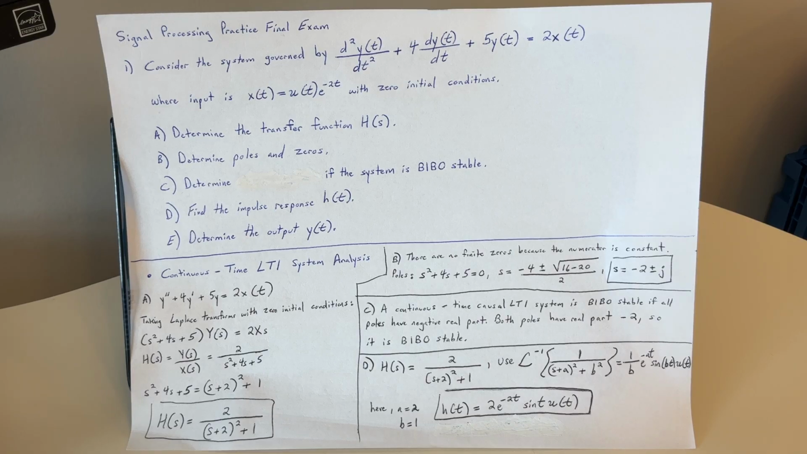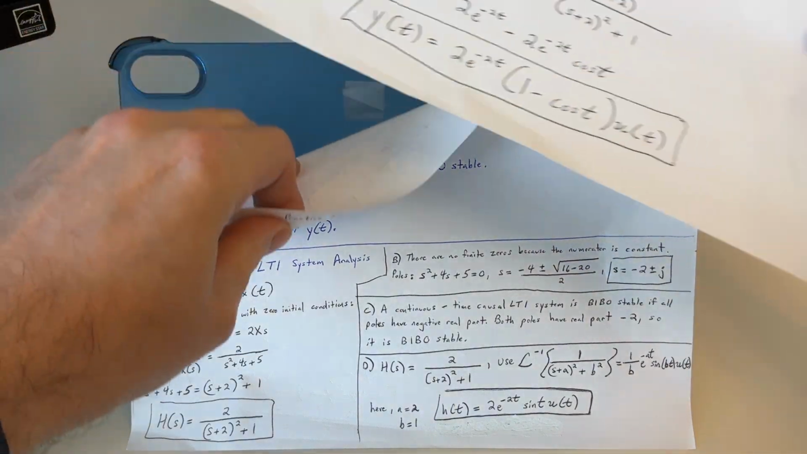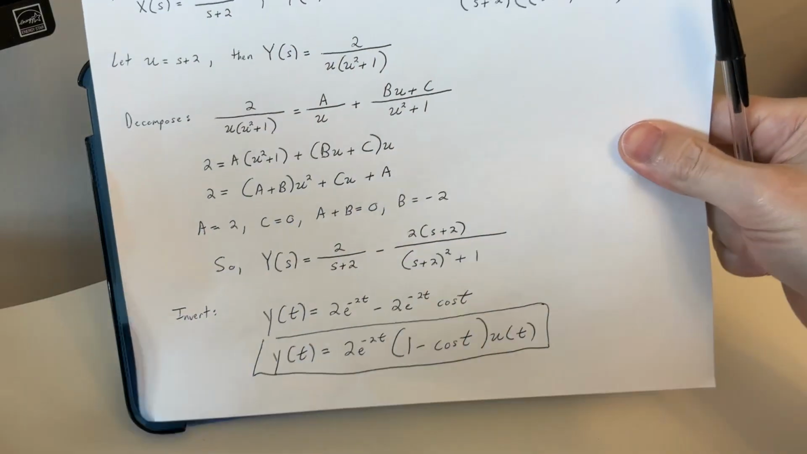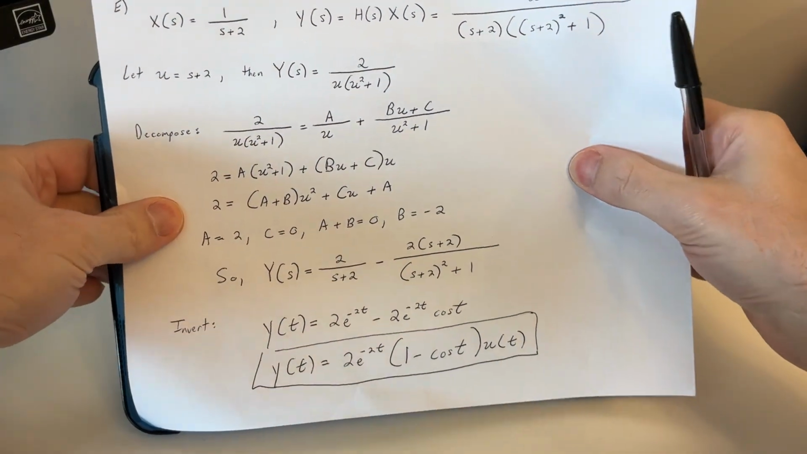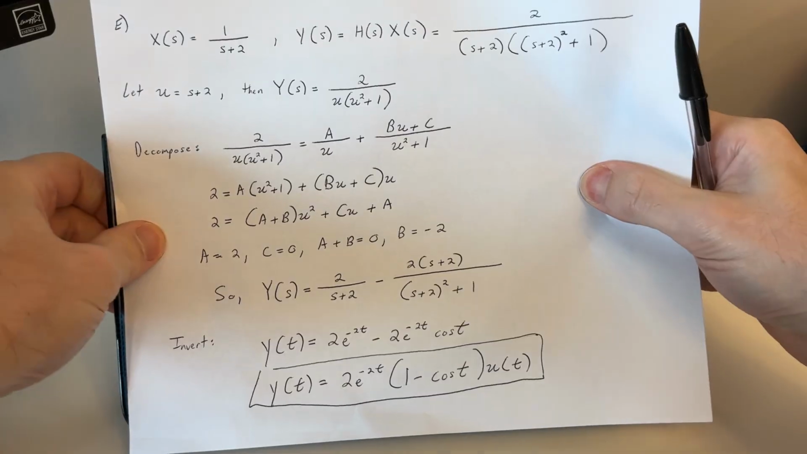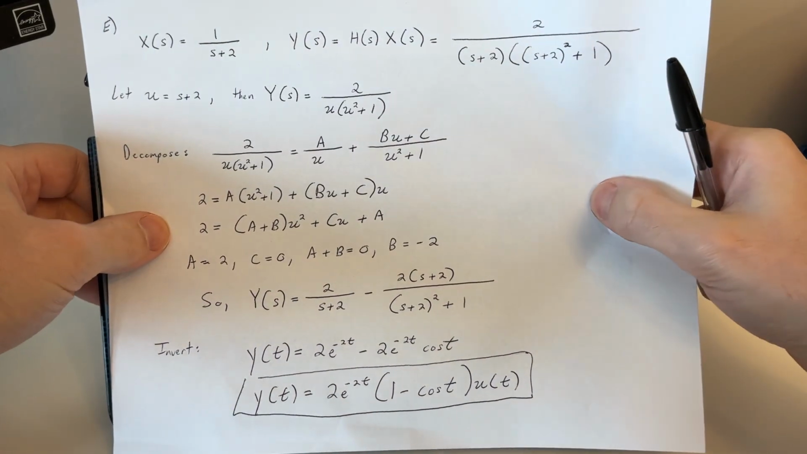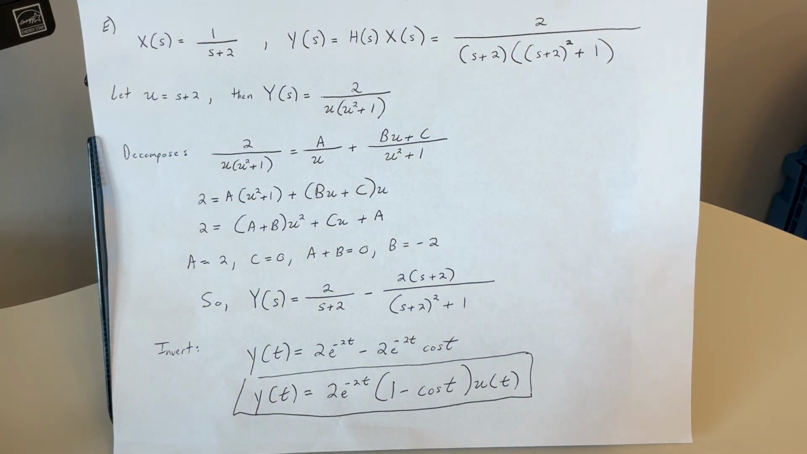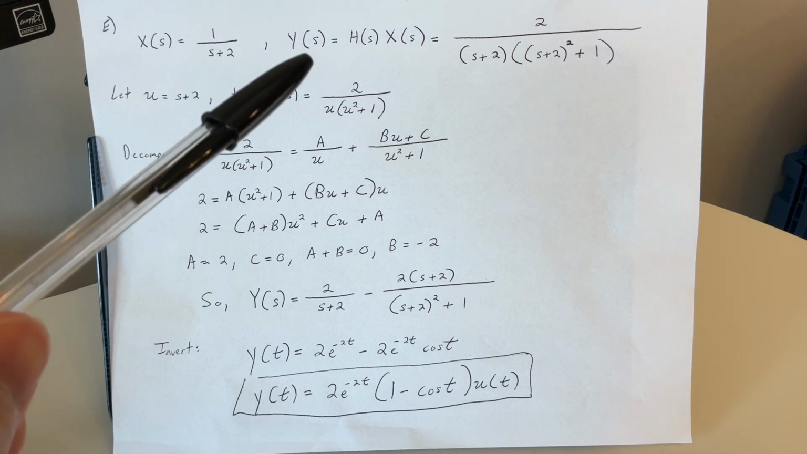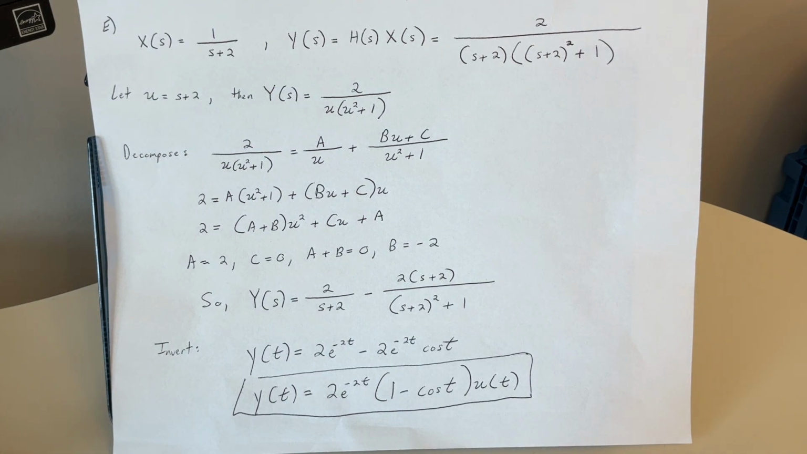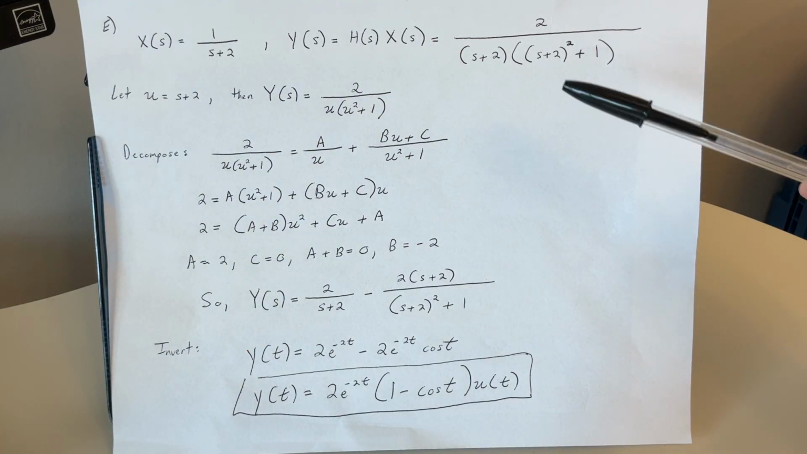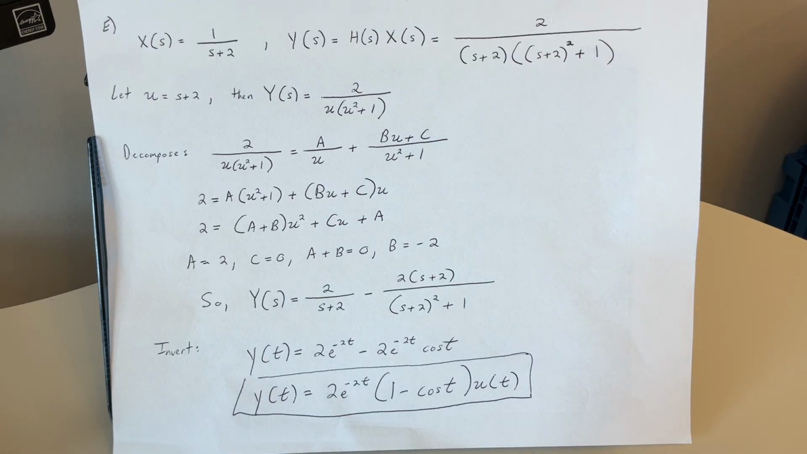Okay, and now moving along to letter E, determine the output y of t. So sorry about that. So determining the output here of y of t, X of s equals 1 over s plus 2, Y of s equals H of s, X of s. That equals 2 over quantity s plus 2 times this s plus 2 squared plus 1 inside the parentheses there.